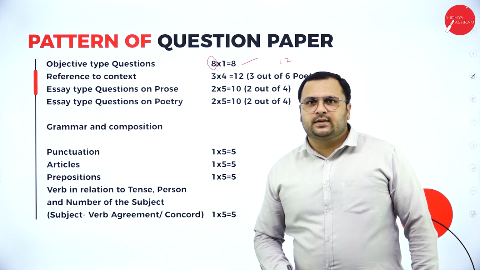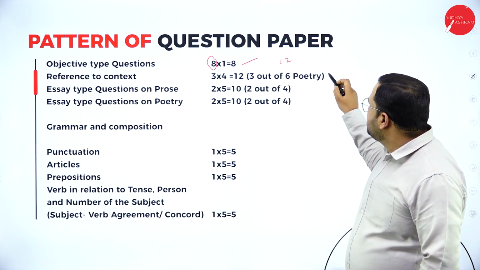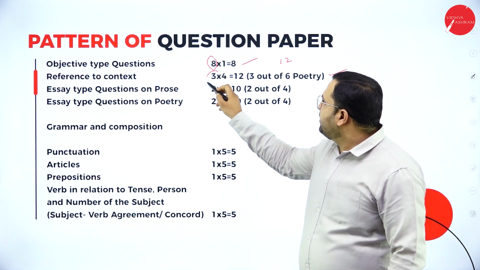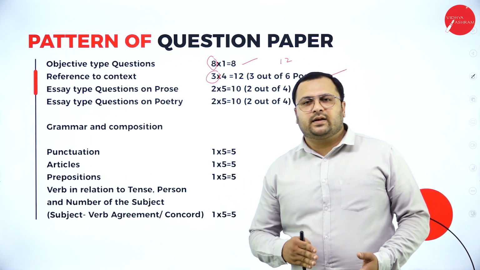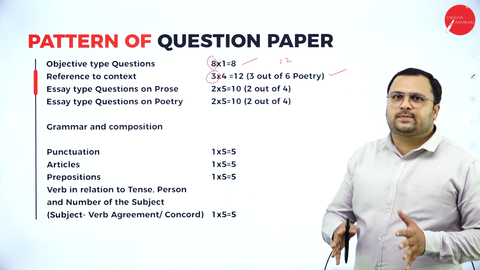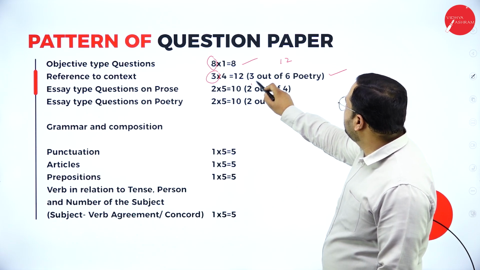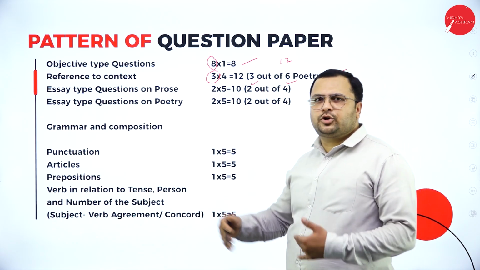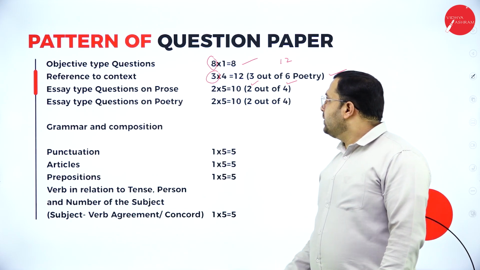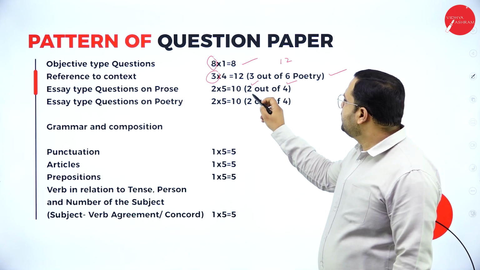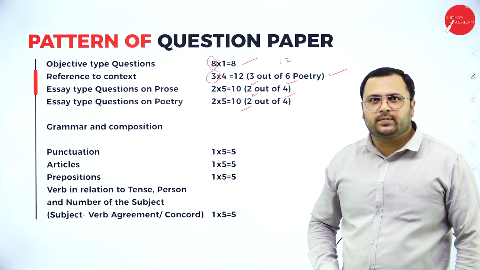Then reference to the context. It may be annotations from the poetry. You will have 6 questions. Out of 6, you have to answer 3. Then essay type questions on prose. On prose, you are given a question. You have to elaborately explain the answer. So you will choose 2 out of 4 questions. You have choice here. Then coming to the essay type questions in poetry, you will have options here. You will answer 2 questions out of 4. So this is over. The prose and the poetry part is over.